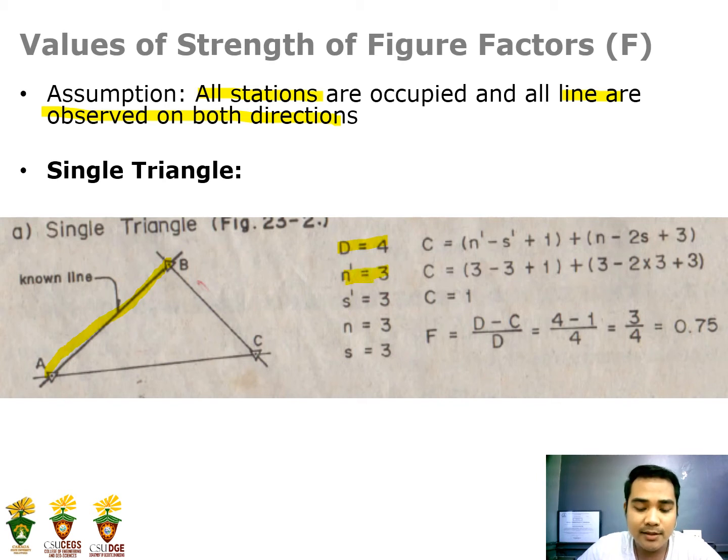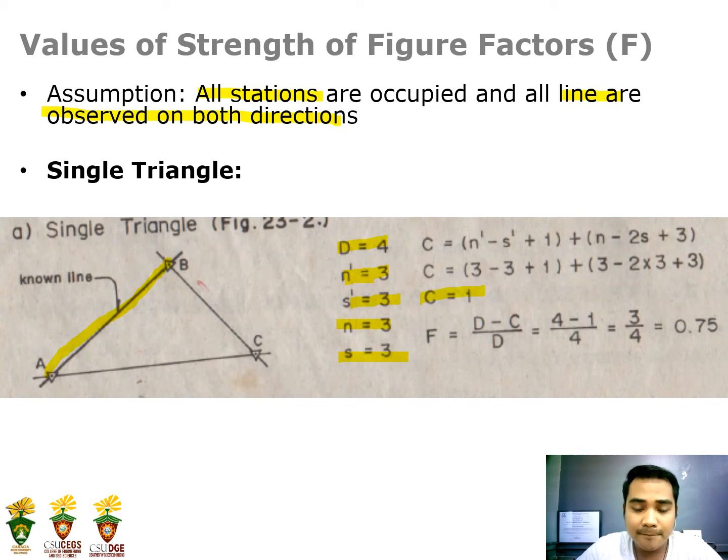Then S prime is the number of occupied stations, as you can see, so 3 in all: stations A, B, and C. And n is the total number of lines in the figure including the known line, so there are 3. And s is the total number of stations, so again 3. Solving the following formula, C = (n prime - s prime + 1) + (n - 2s + 3), substitute all the values and you can have C equal to 1.